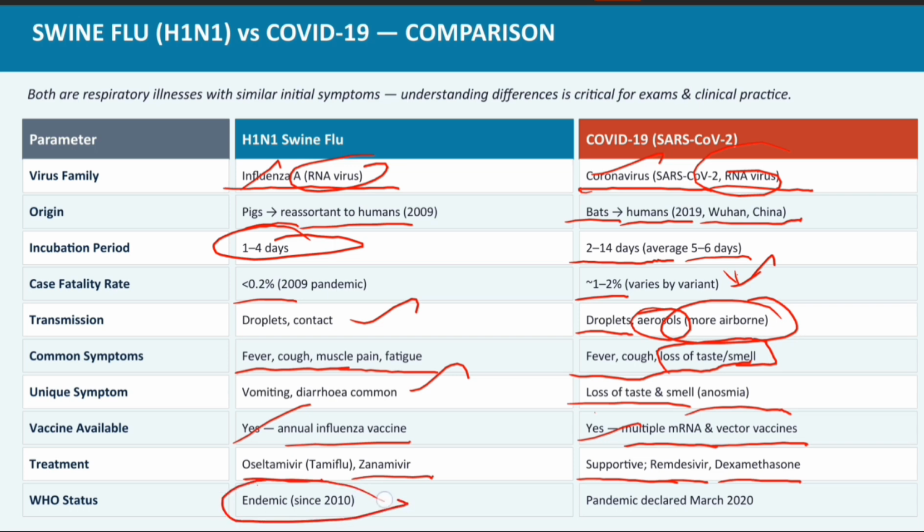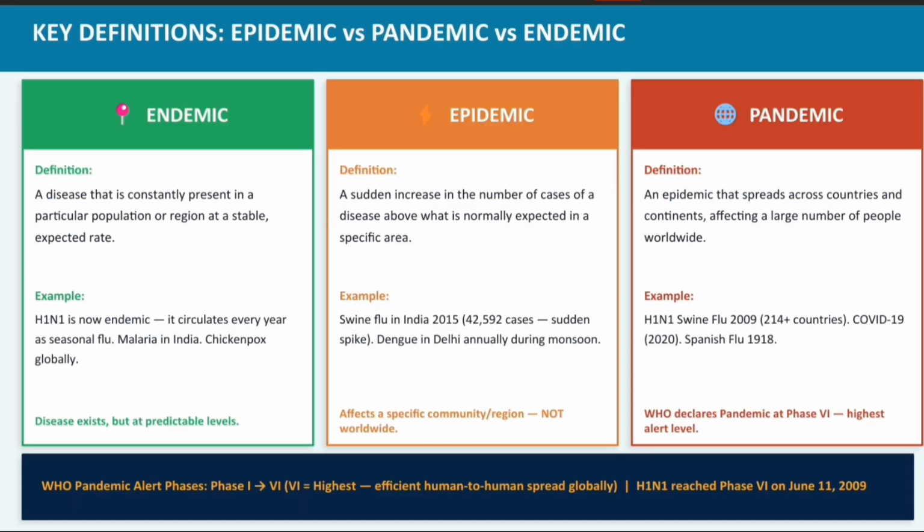WHO status: swine flu has been endemic since 2010, and COVID-19 was declared a pandemic in March 2020. Let's see the difference between epidemic versus pandemic versus endemic. What is an epidemic, what is a pandemic, and what is endemic? Endemic is a disease that is constantly present in a particular population or region. If a disease is common in a particular area or group at a stable expected rate, this is known as endemic.